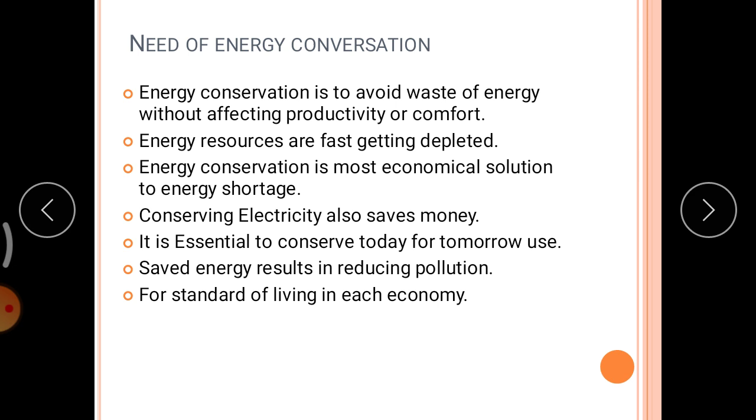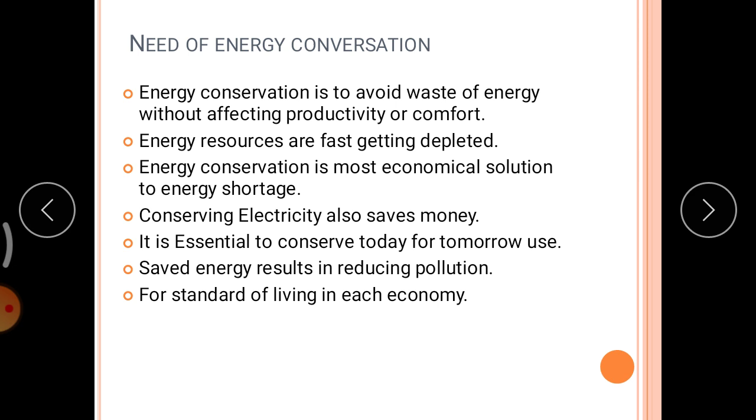I'll give one example, like light. Incandescent bulbs were 60 watt and so on. Nowadays LEDs of 10 watt, 12 watt, 8 watt are available. So see how much the difference in watts is. So we have to save the energy. It is an economical solution for the energy shortage.